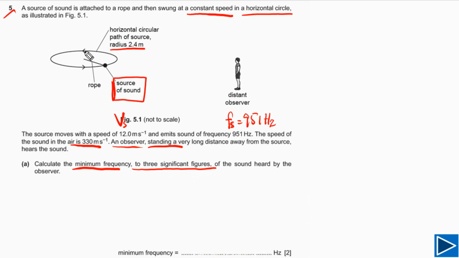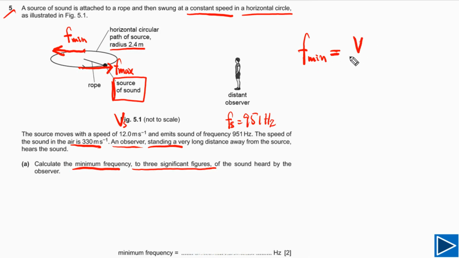First of all, let's try to understand when the frequency is minimum. Frequency is minimum when the source is directly moving away from the listener. The frequency heard by the listener will be maximum when the source is moving directly towards the listener. Directly is very important. When directly moving away, frequency will be minimum. When directly moving towards the listener, the frequency heard will be maximum. The question is asking us to find the minimum frequency, so we need to simply use the Doppler equation when the source is moving away and the listener is at rest.